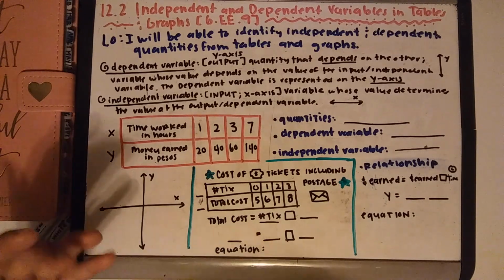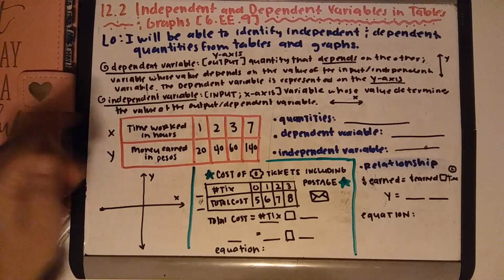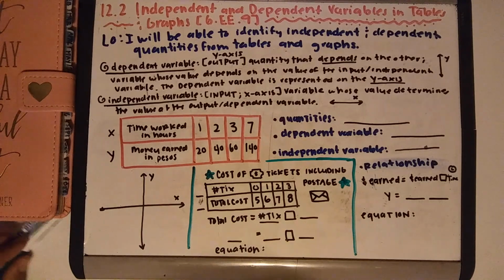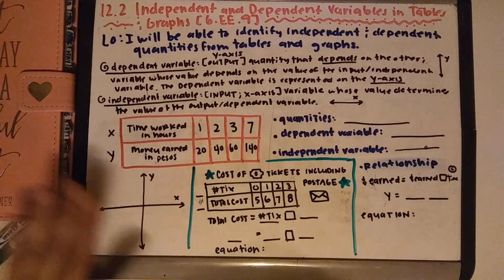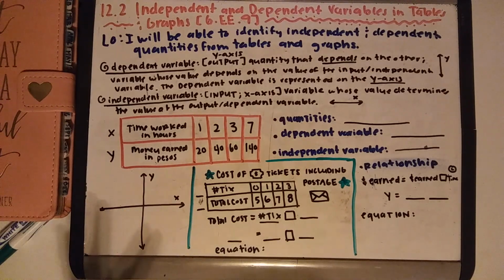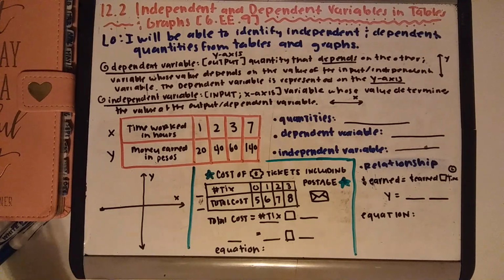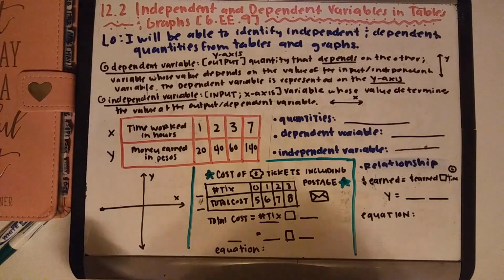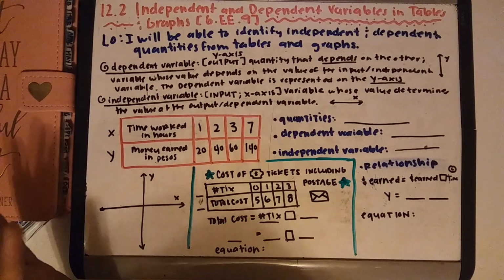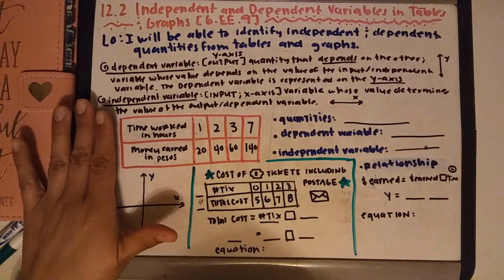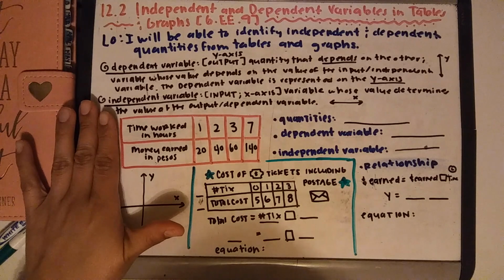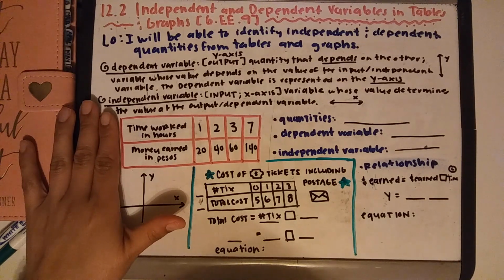So in this case, we have the time worked in hours, and then the money earned in pesos. Okay, I know that that's not correct in terms of how much money they earn, but just to get something different instead of dollars, I wrote that. Okay, so think about this. Does the money that you earn depend on the time that you work, or does the time depend on the money?